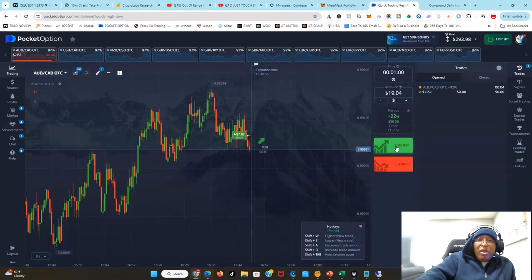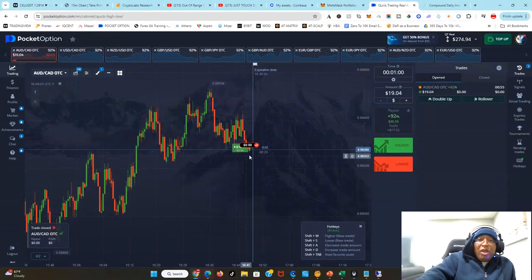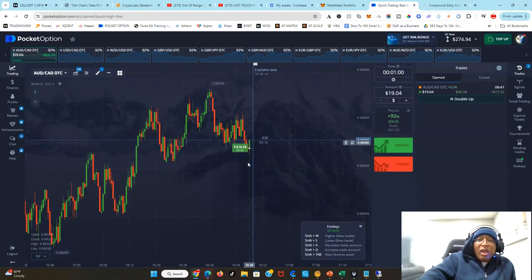But we're gonna jump in here the last time. There we go, we jumped in, and we are hoping that this is the end of the drawdown. Let's see if it goes up. Because you don't have to win all the trades, you only need to win one or two to recoup your losses and push you closer to your goal.